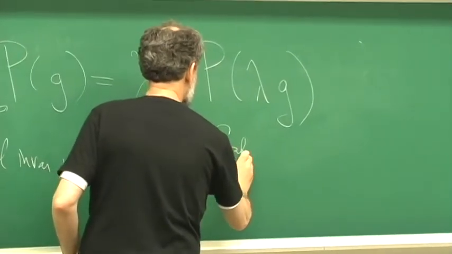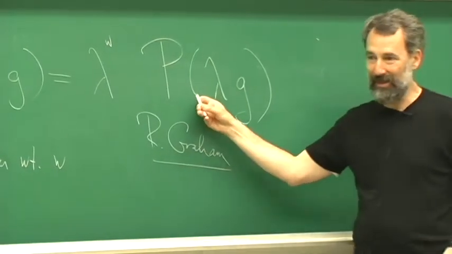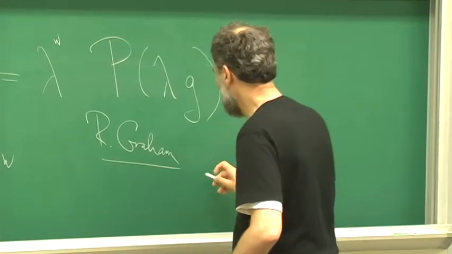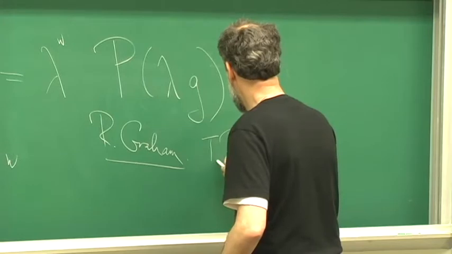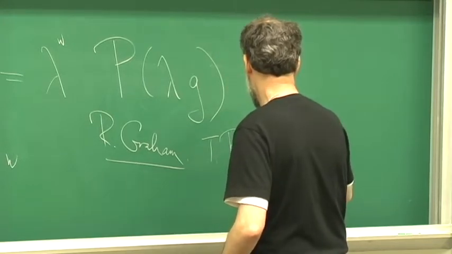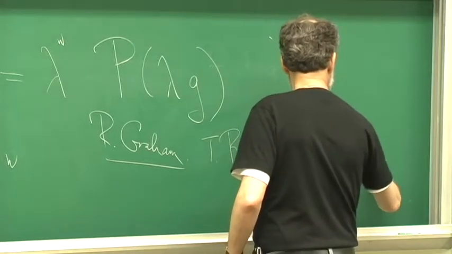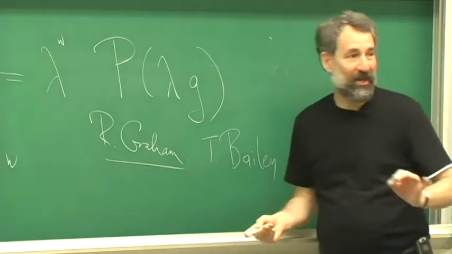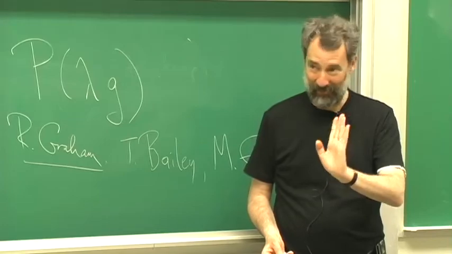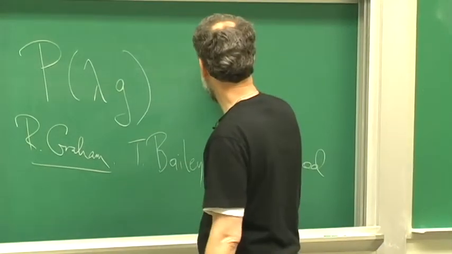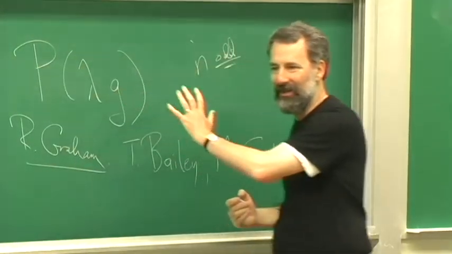Now, for problem one, Robin Graham and I, a long time ago, invented a procedure to grind out lots of examples. And Graham and two other mathematicians, Toby Bailey and Mike Eastwood, proved that this procedure generates all possible local invariants in odd dimensions. Okay? So if n is odd, there's some procedure that generates all of these.